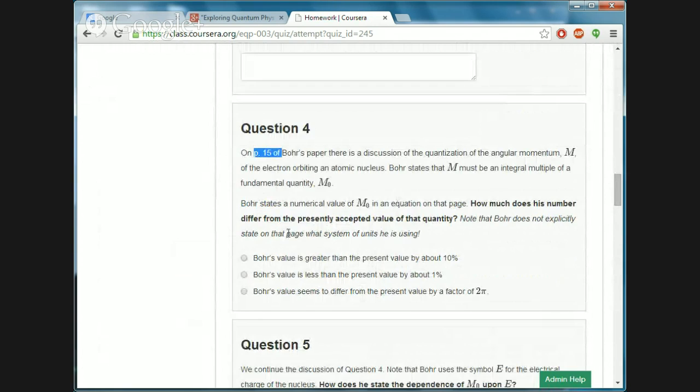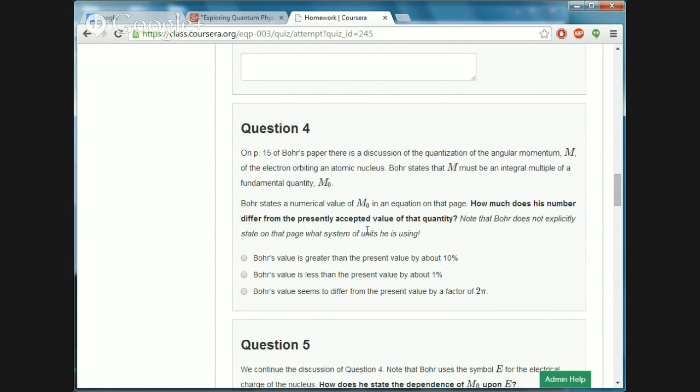Quantization of the angular momentum m. Bohr states that m must be an integral multiple of a fundamental quantity m0. By the way, he says what m0 is. He says it's Planck's constant divided by 2 pi. Then he gives a numerical value. But Bohr, not having been a camp qualifier, doesn't specify the units.